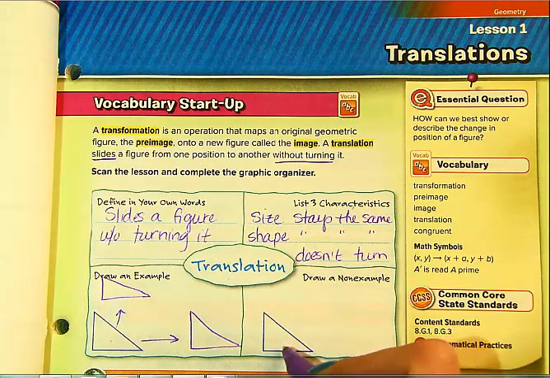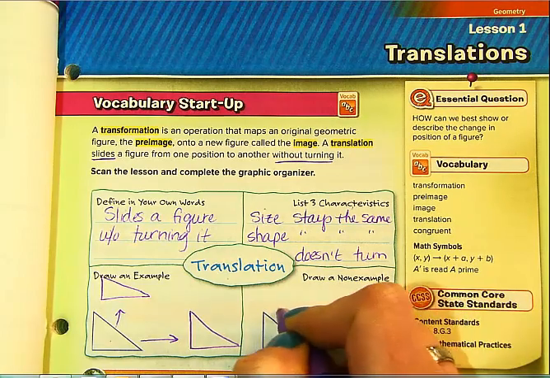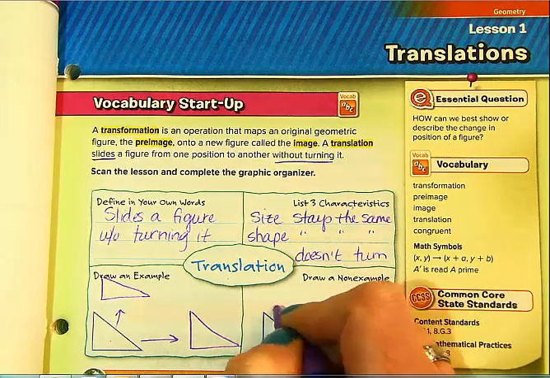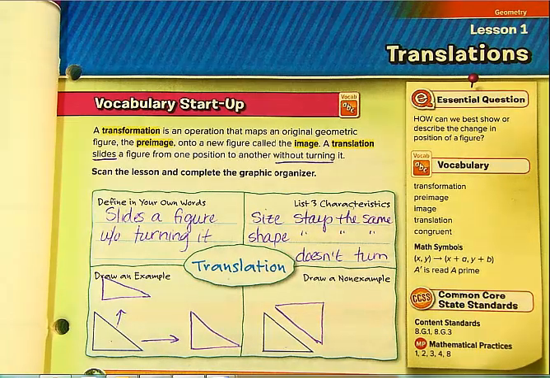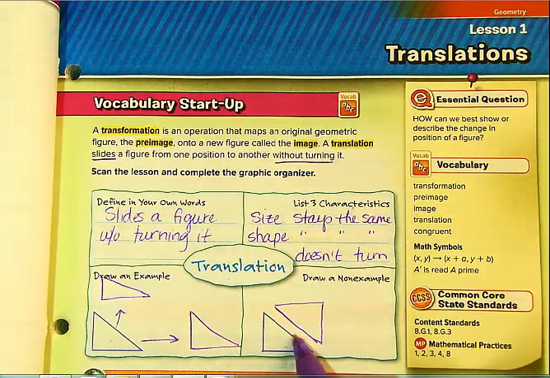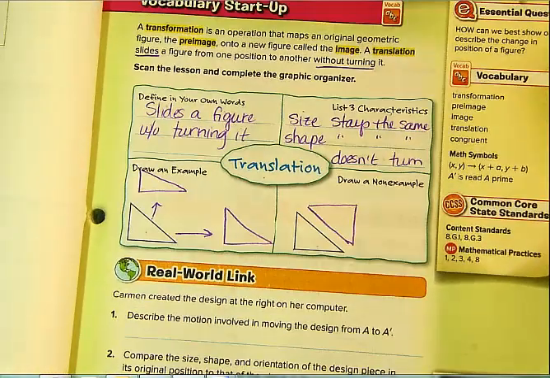So if I did a non-example, a non-example would be if I were to flip it. If I were to flip this triangle at all, that would be a non-example because I've changed which direction it faces. Okay?